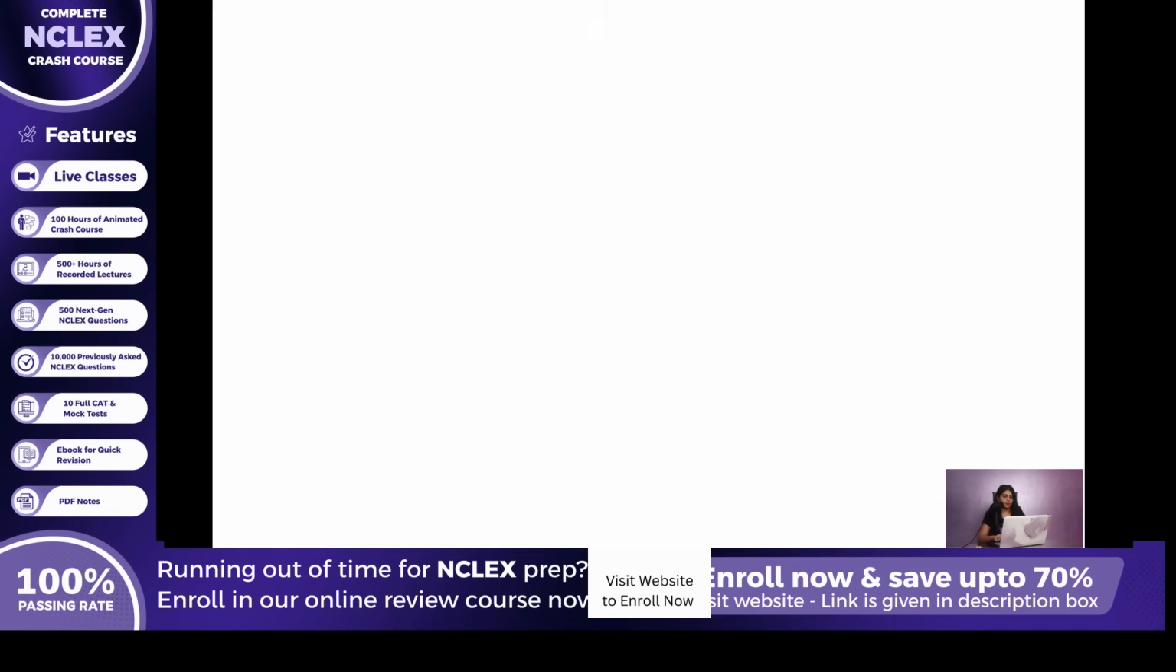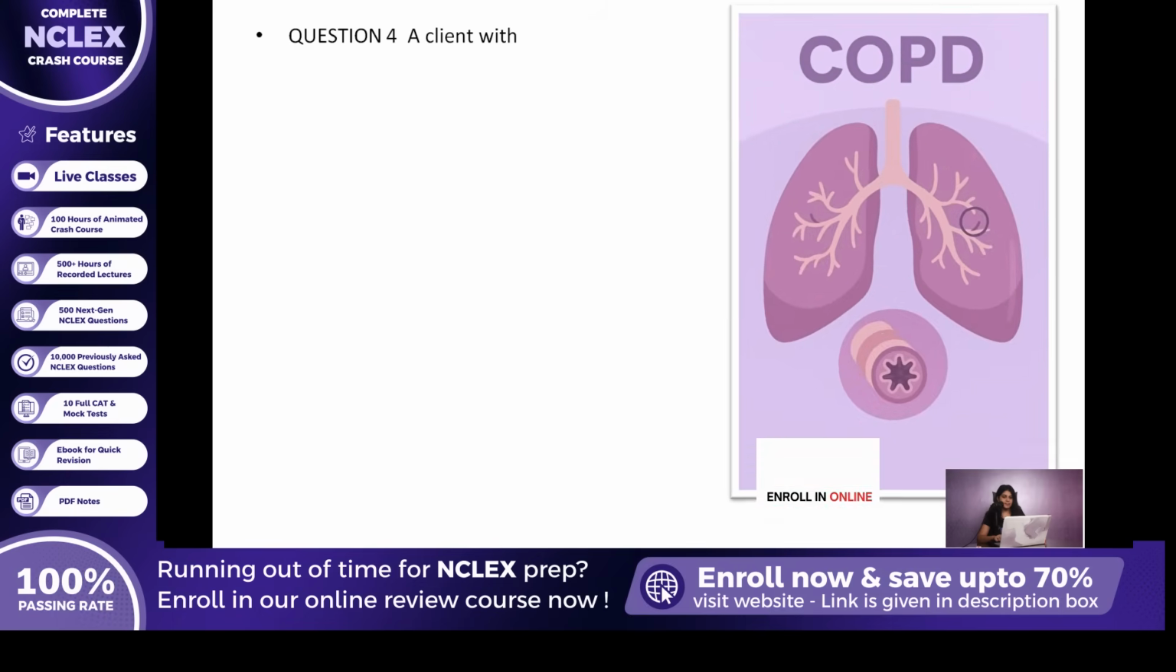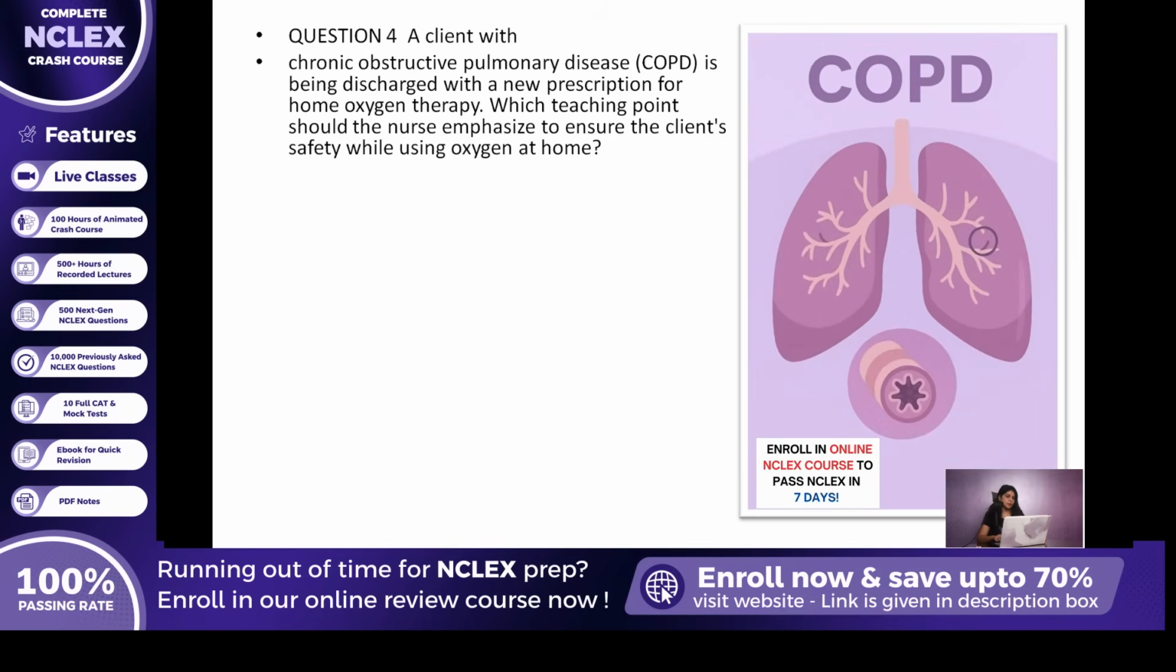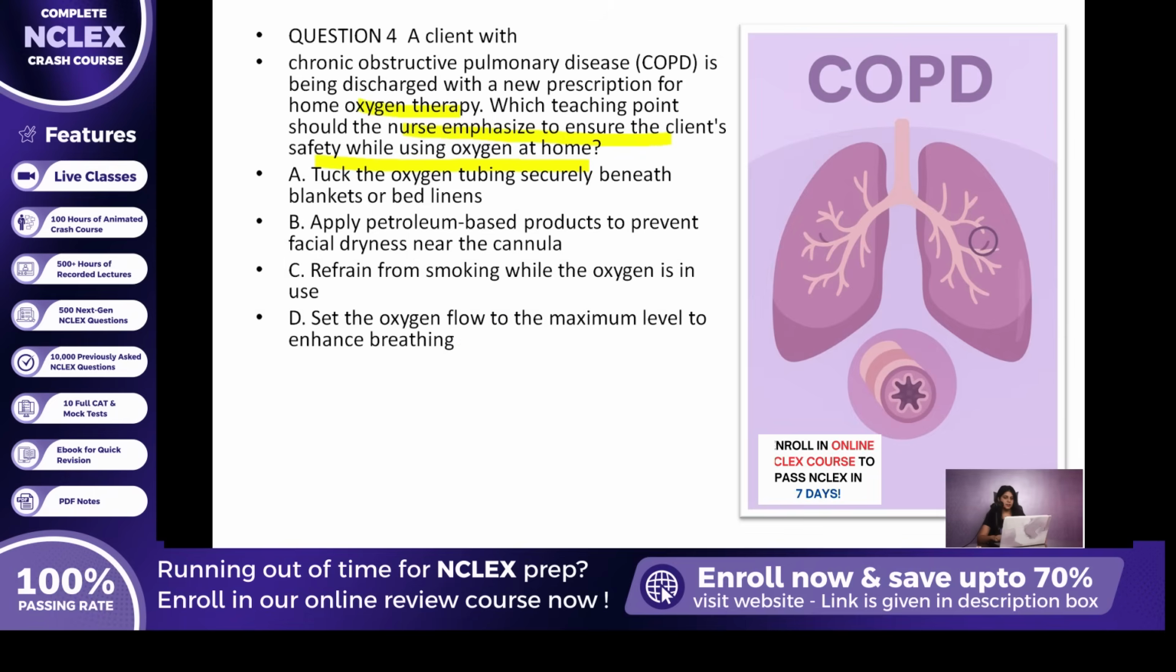Let us continue with question 4, which focuses on home safety with oxygen therapy. A client with chronic obstructive pulmonary disease is being discharged with a new prescription for home oxygen. What teaching point should the nurse emphasize to ensure safety? Here are the options. A. Tuck the oxygen tubing securely beneath blankets or bed linens. B. Apply petroleum-based products to prevent facial dryness near the cannula. C. Refrain from smoking while the oxygen is in use. D. Set the oxygen flow to the maximum level to enhance breathing.